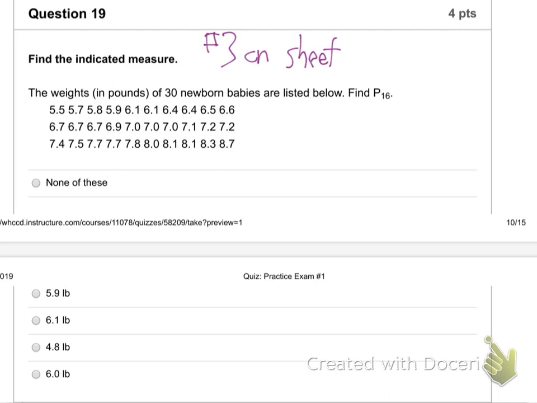It basically says take the formula, and it should be P over 100 times n. I blew it on that sheet, so you want to fix that. It should say P over 100 times n. P is 16, so this will be 16 over 100 times n. What is n? Yeah, n is that 30. n will be the total number of data values. So n is 30. So take your calculator, take 16 divided by 100 times 30.